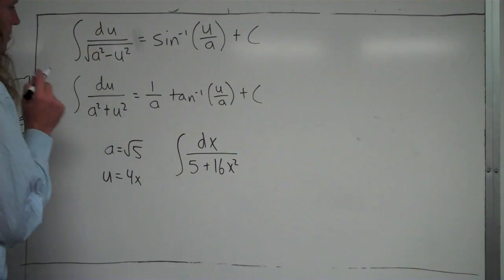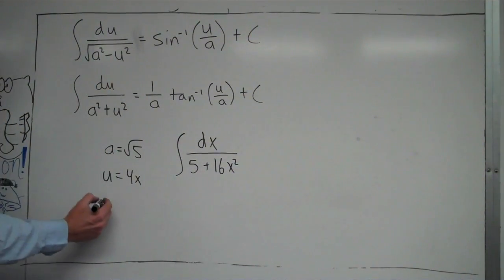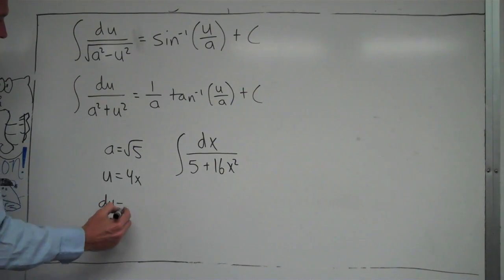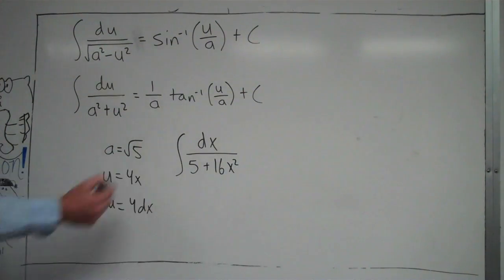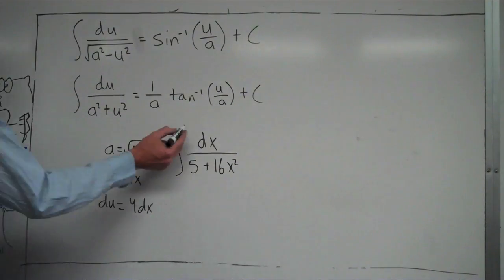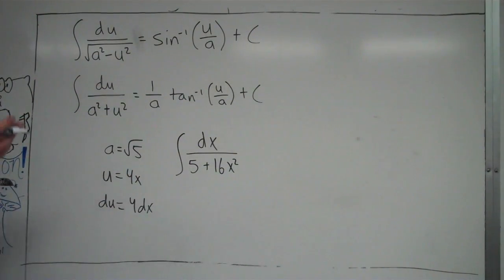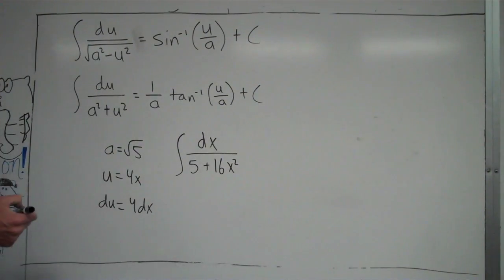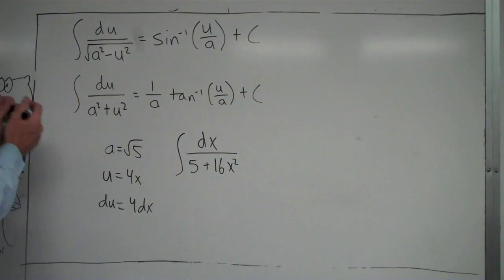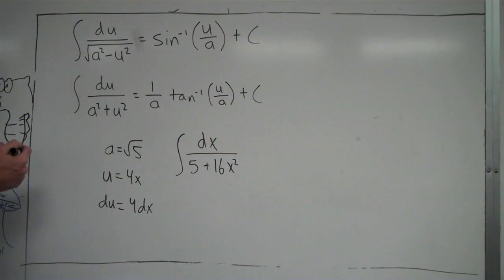So then I need to check to make sure that on top is my du. So I'm going to take the derivative, and I end up getting the derivative of 4x is 4 dx. So when I look on top, I do not have 4, I have 1 essentially. There's nothing there, so it would kind of be like an invisible 1 in front of that dx. So I need a 4 there in order to apply this formula. It doesn't work unless it's set up as it's supposed to be set up.